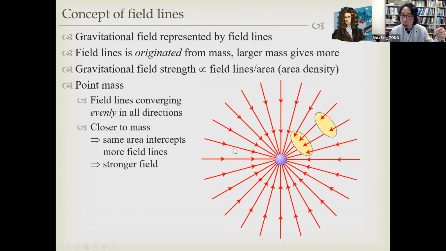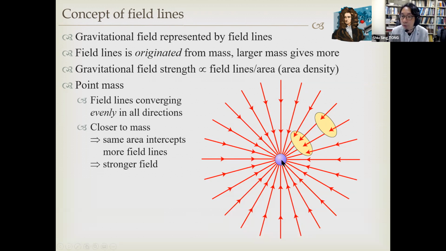And I draw an arrow which indicates the direction of the gravitational force. If I put a small point mass here, the direction of the arrow will then be the direction of the gravitational force. So what I have in mind is the following. Now, Faraday in the 19th century, the famous scientist Michael Faraday, who discovered the law of electromagnetic induction, actually used this picture to think about the field. He imagined the field lines, in this gravitational case, originate from mass, and a larger mass will give more field lines.